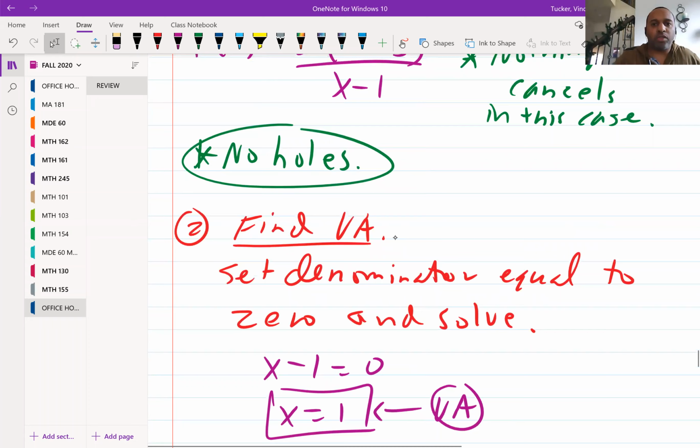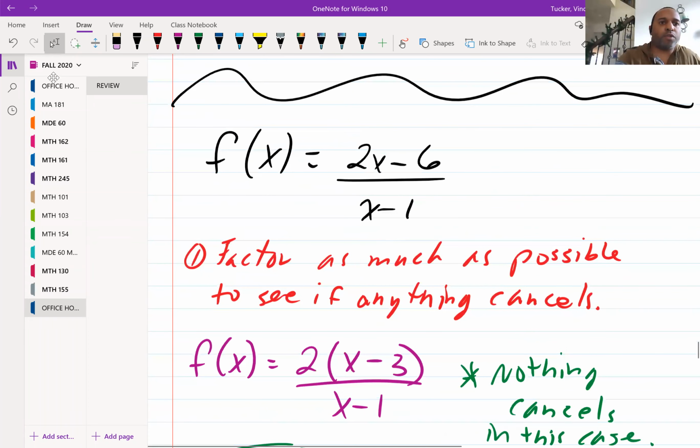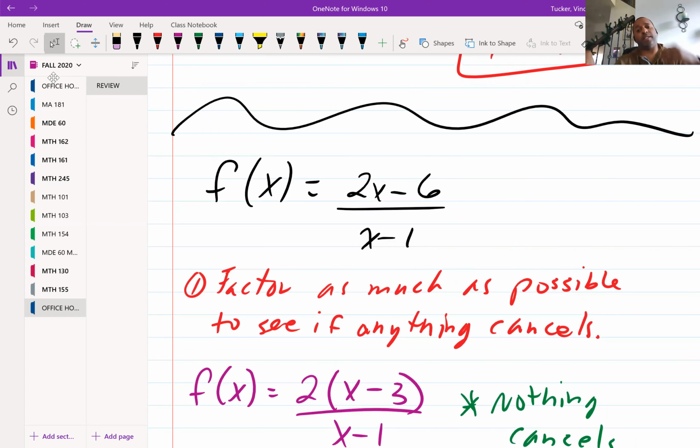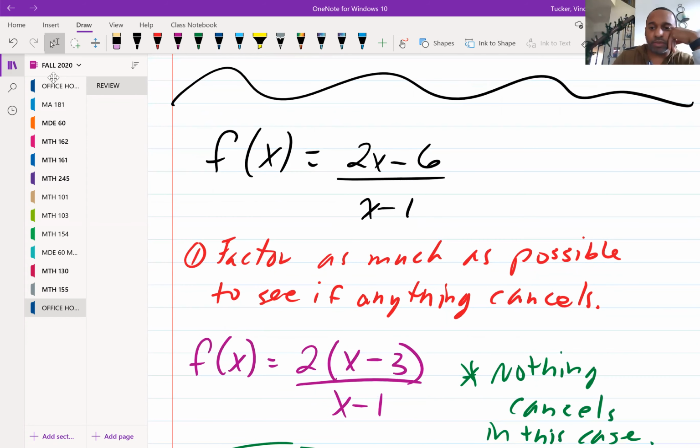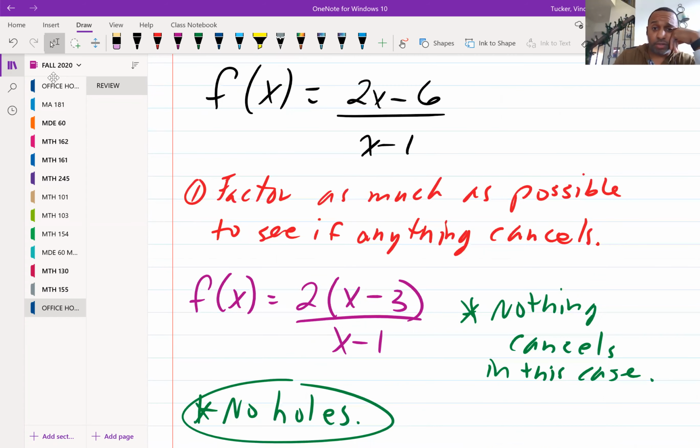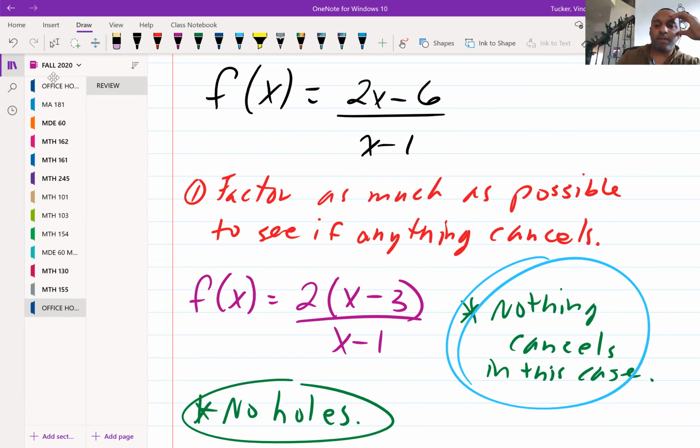All right, so here is that first problem. f of x equals 2x minus 6 over x minus 1. First thing you want to do is factor as much as possible to see if anything cancels. All we could do is take out a 2 in that numerator. That didn't do anything, nothing canceled.